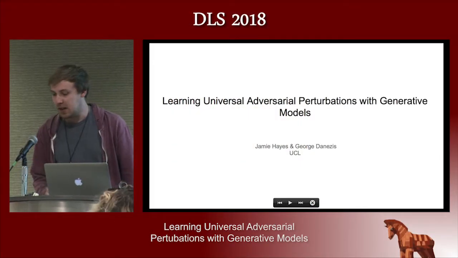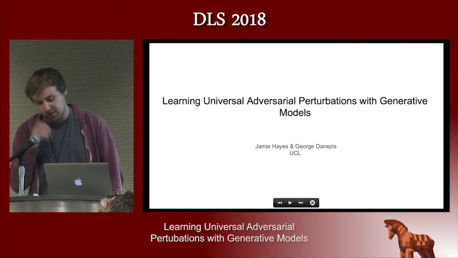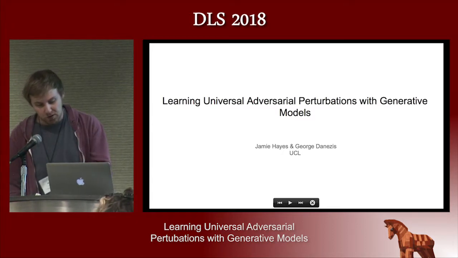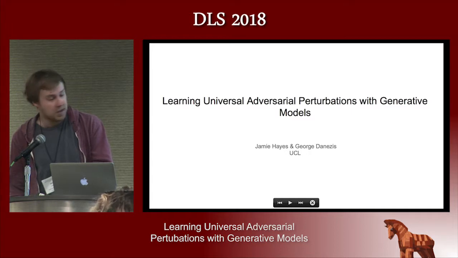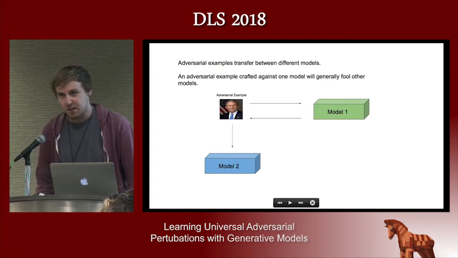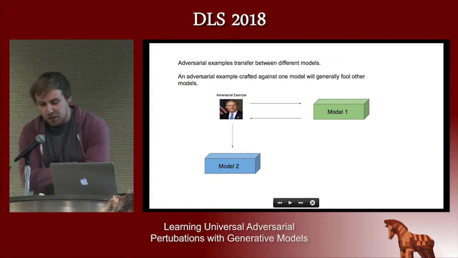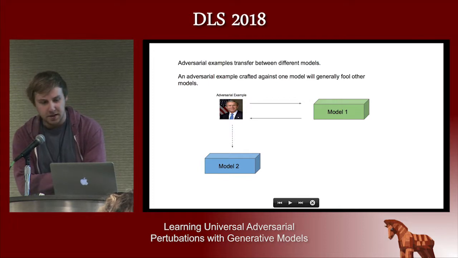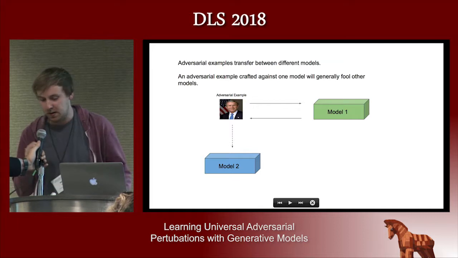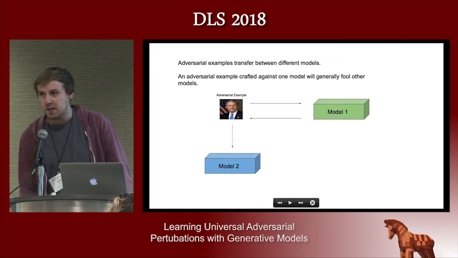My talk today is on universal adversarial perturbations and how we can use neural networks to learn to generate these perturbations. This work was done jointly with my supervisor, George Denizis at UCL. Most of you are familiar with adversarial examples and what they actually mean, so I'm going to skip that part of the talk and just go into what transferability means.